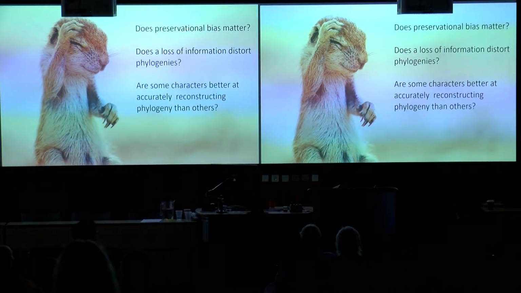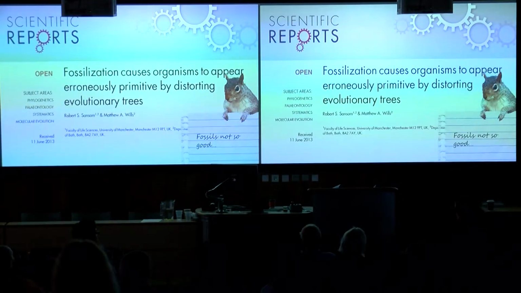But luckily, lots of people, as you heard, have been working on this. So in 2013, our colleagues Robert Sansom and Matthew Wills found that the bias towards hard tissue data preservation distorts evolutionary trees. So when soft tissue characters were excluded from analyses of living vertebrate taxa, this caused downward slippage, and these taxa occupied more basal positions on the tree, appearing more primitive, and this was quite worrying for anyone who was working on fossils.